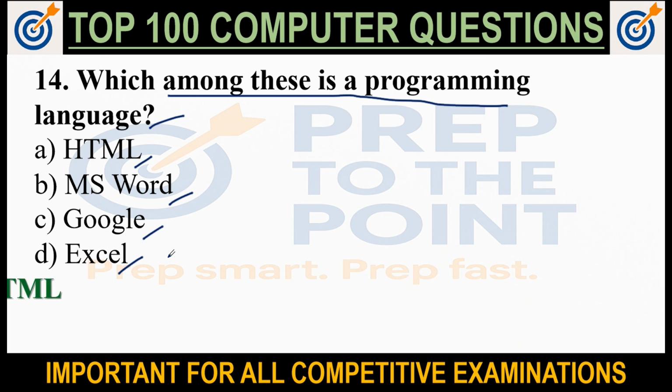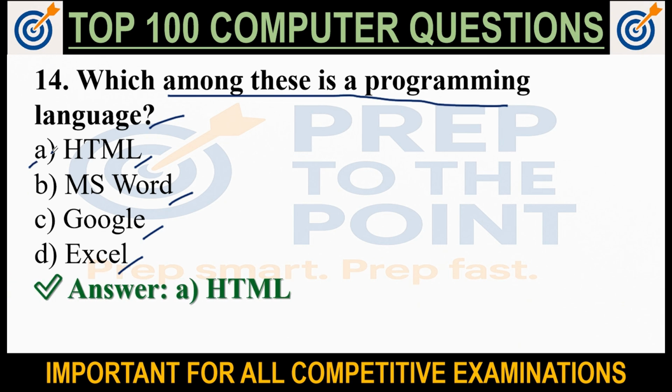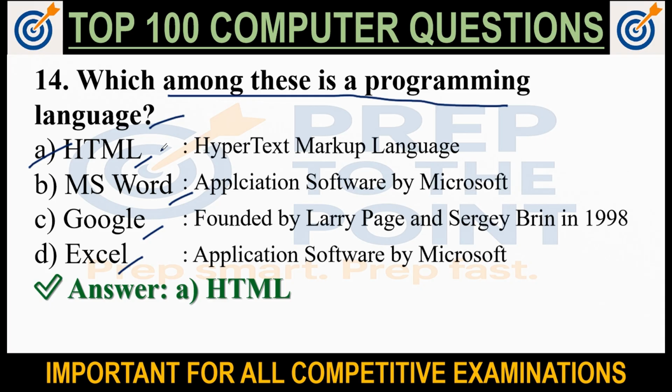The right answer is HTML. HTML stands for Hypertext Markup Language, which is used to make program language. MS Word is an application software developed by Microsoft. Google was founded by Larry Page and Sergey Brin in 1998. Excel is also application software by Microsoft.